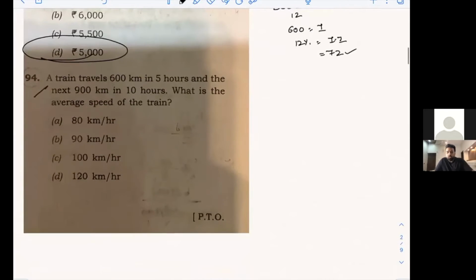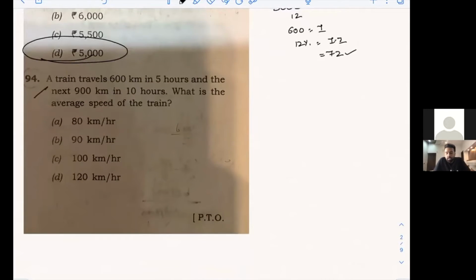Moving ahead, a train travels. The method that I've used is something that we teach everyone. With this, your speed is reduced. We do not use the formulas for the same.